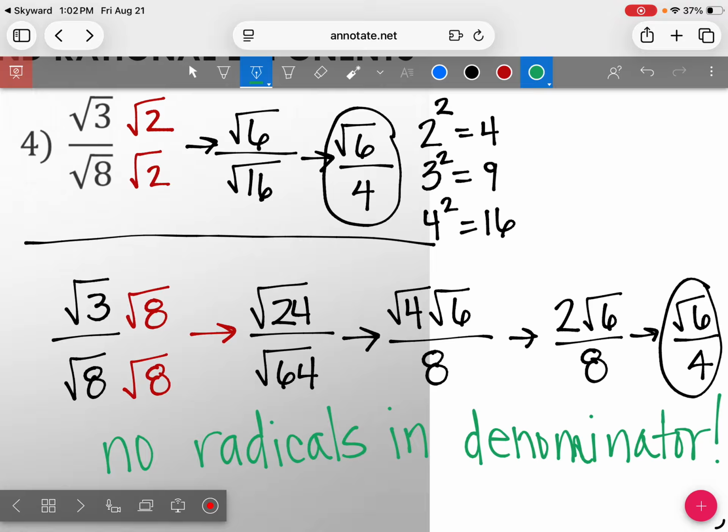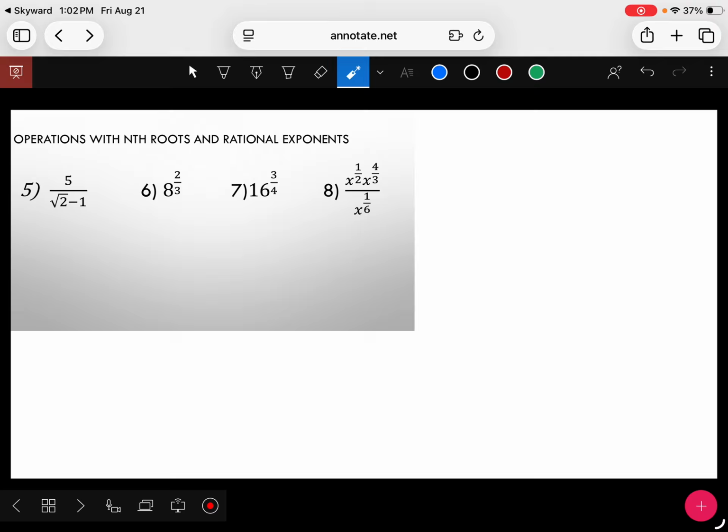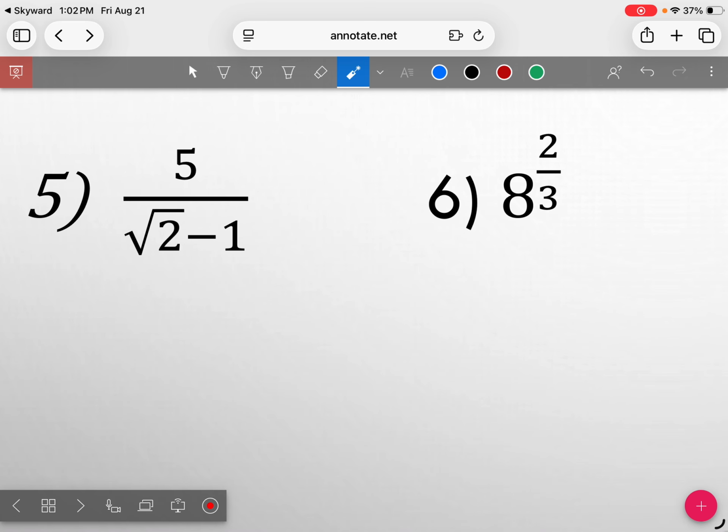All right, so now looking at this one, you see how this was just one term. We just had an 8. So we're going to do one a little bit harder. Let's look at number 5. Go ahead and copy down number 5.